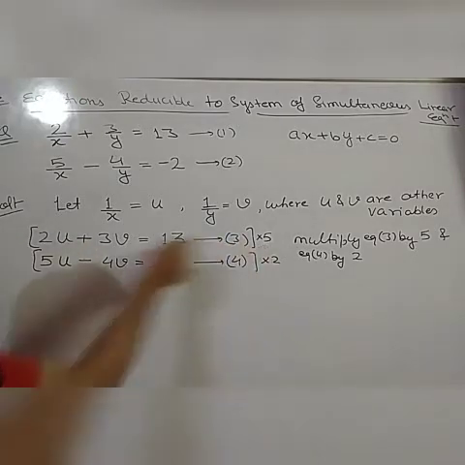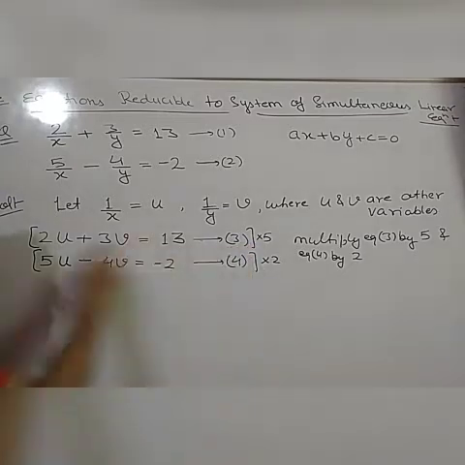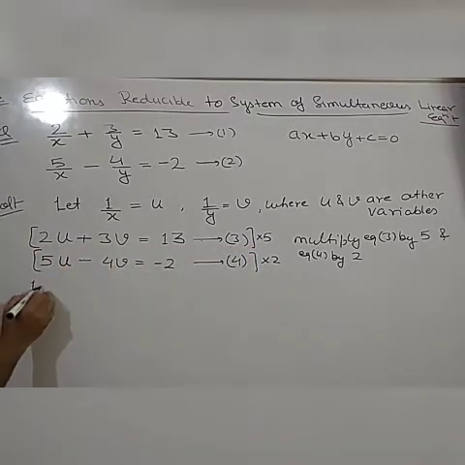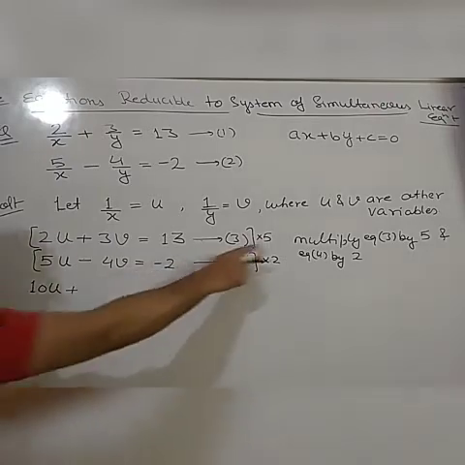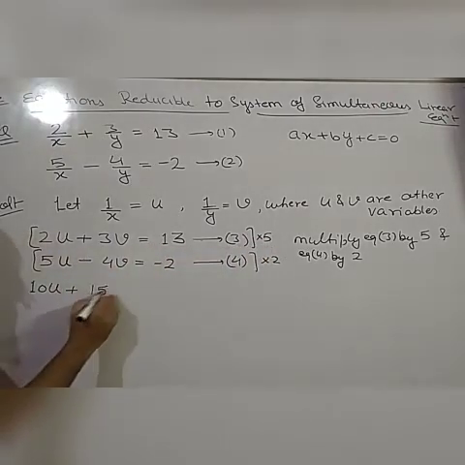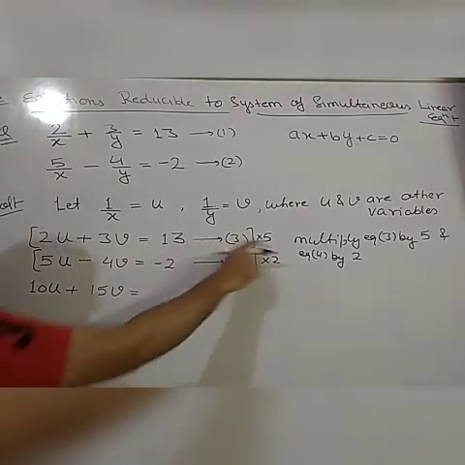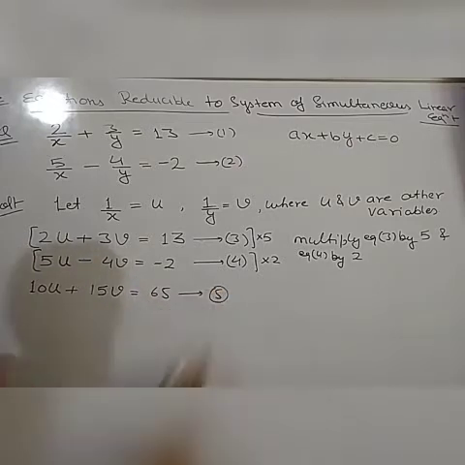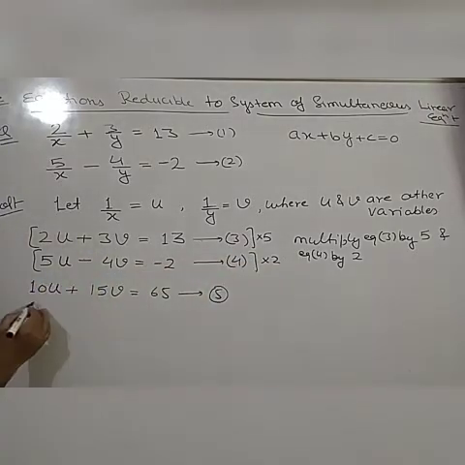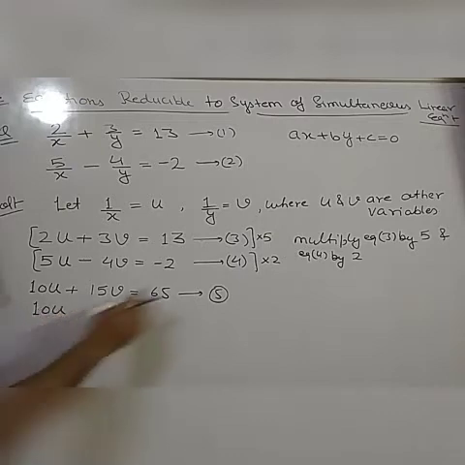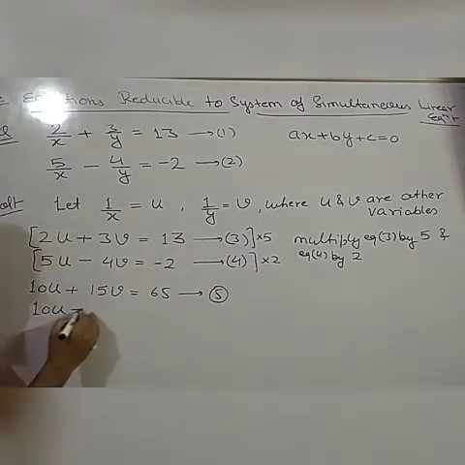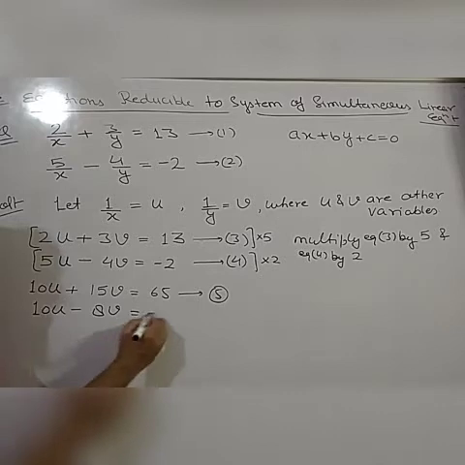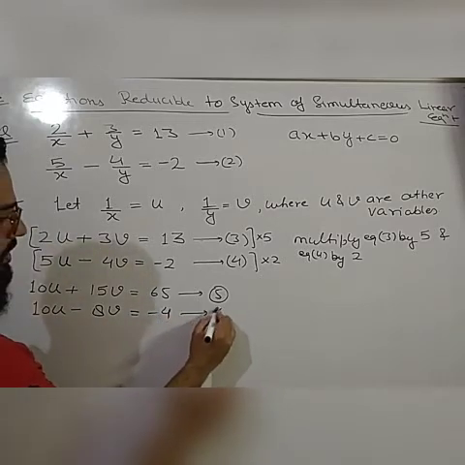When 5 is multiplied in this equation, it will be 5 into 2, that will be 10u, plus 5 into 3, it will be 15v, is equal to 13 5s are 65. This is equation number 5. Okay. Now multiplying this 2 in this equation, it will be 2 5s are 10u, 2 4s are 8, minus 8v is equal to minus 4. It is equation number 6.